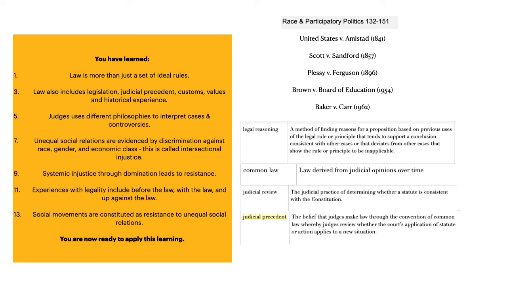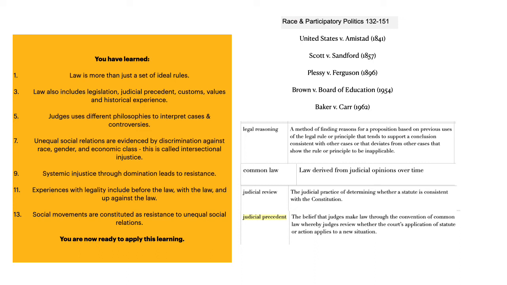And so the first set of cases you're going to look at involve race and participatory politics. In other words, how the political sphere, how society, how unequal social relations have used politics to exclude people based on their race from participating. What you're going to do is go through each of these cases with the method I've described. In the assignment, it's going to ask you very specifically to identify these things.